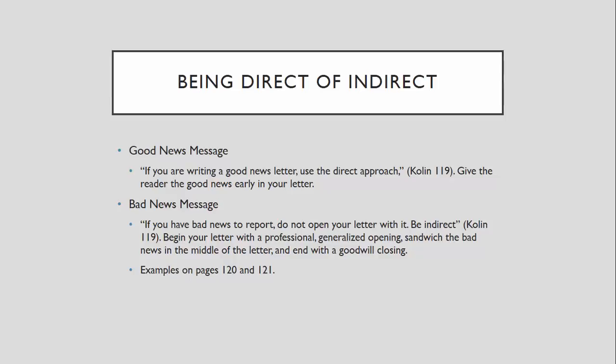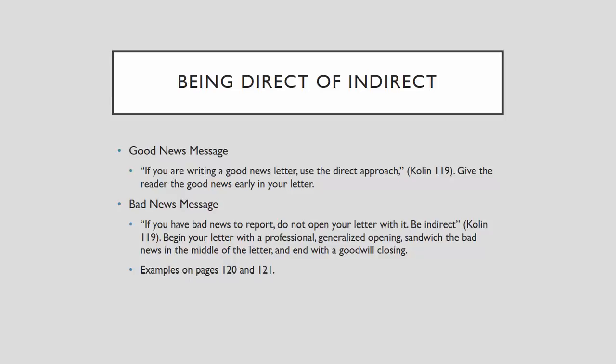You want to give the reader the good news early in your letter. For example, if it's an admissions letter, let's say you work in an admissions office for a college and you are writing a letter to tell a prospective student that he or she has been accepted into the program that he or she applied for. That's good news. You don't want your congratulations to come in the conclusion paragraph of your letter. You want it up in the abstract. You want to say, congratulations, we're pleased to inform you that your application has been accepted for XYZ program at JKL College. You want that information early. In good news correspondence, you want to be direct.